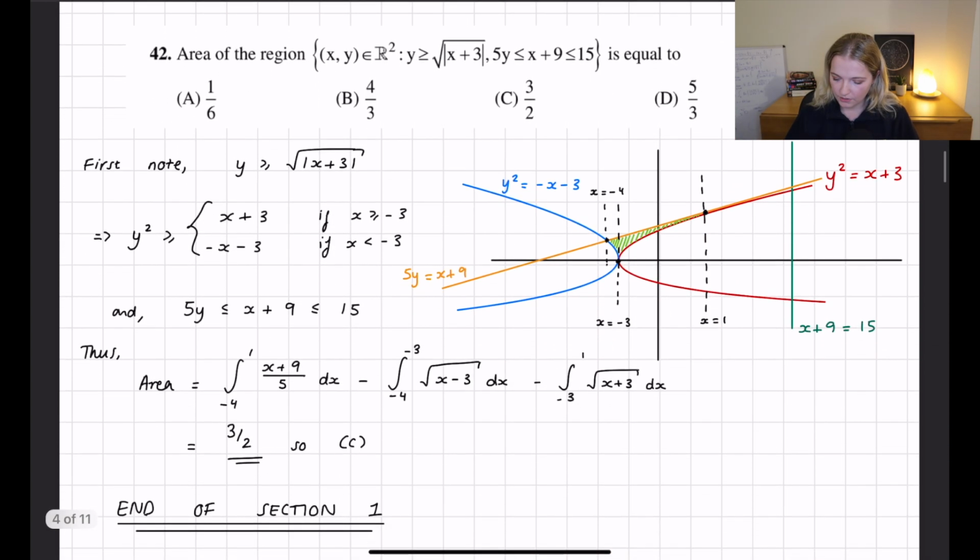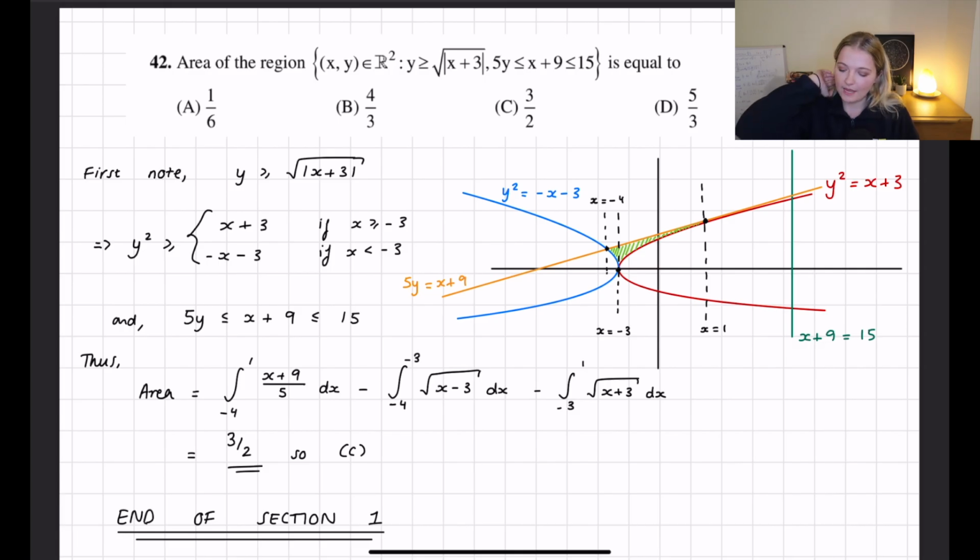Now we move on to question, I think it's 5. I mean, it's 42 in the paper, but we're on 5. Okay, and once we've done this, we are at the end of section 1. Okay, cool. So this question says the area of this region here is equal to, so we need to compute what the area of this region is.